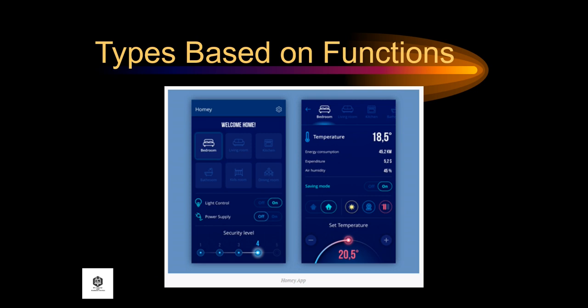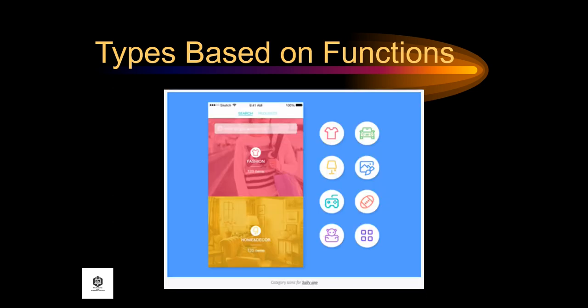For example, image is the Hami app. Next is the category icons for Sally app.